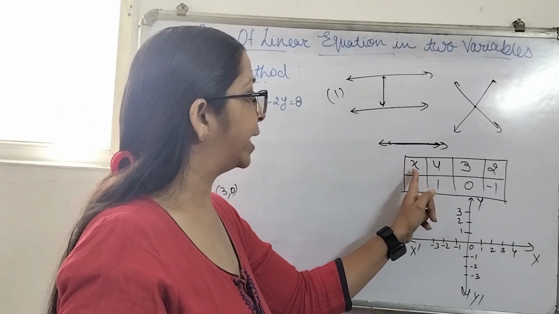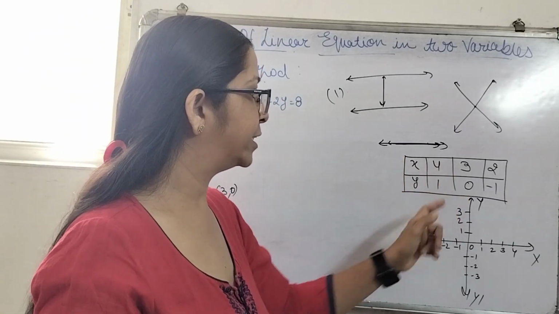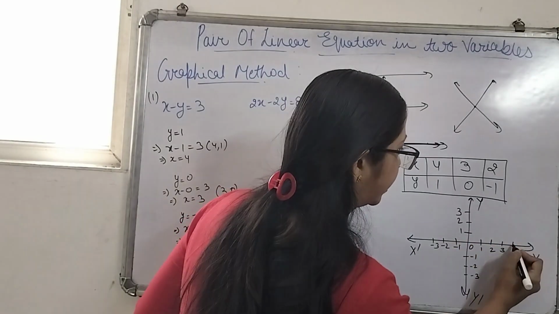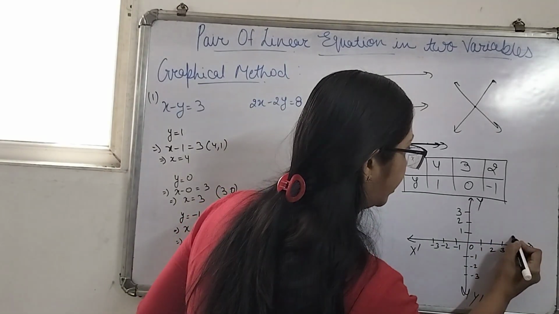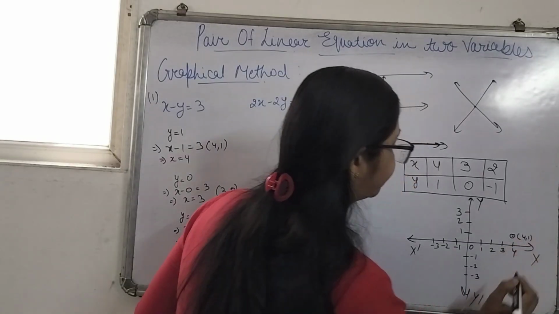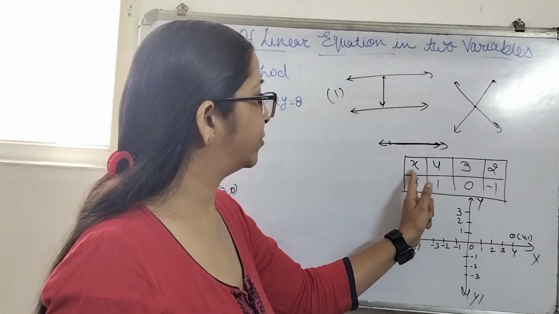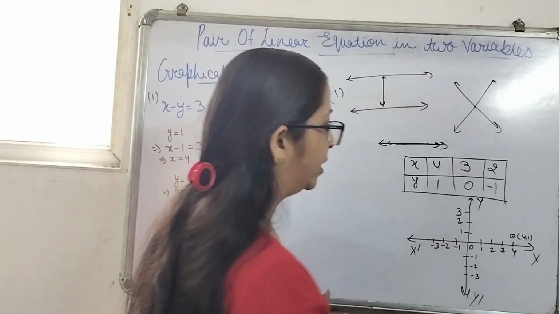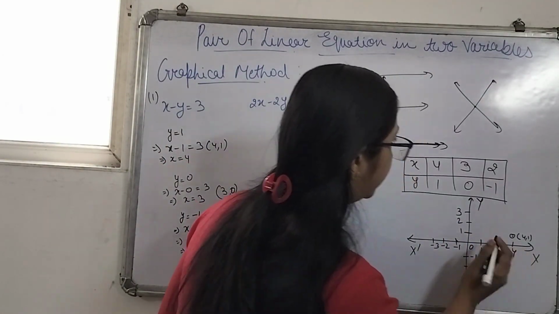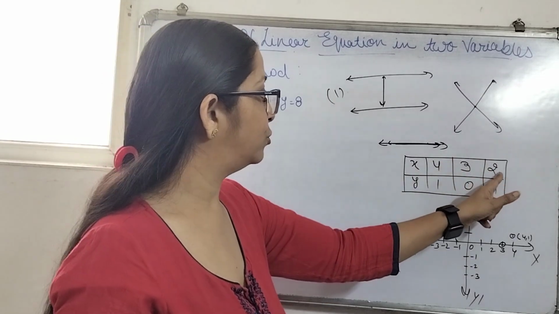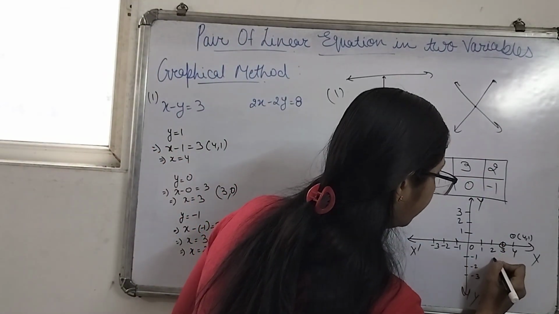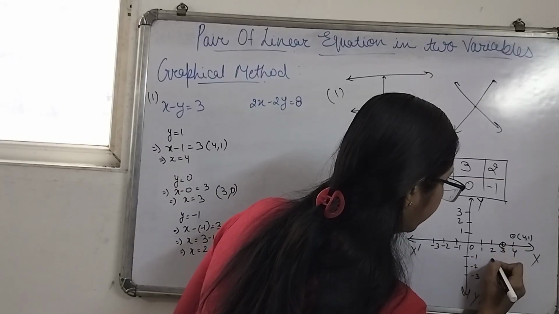For the first, the x coordinate is 4 and the y coordinate is 1. So x coordinate 4 here, 1 is your y coordinate. If you move upward till 1, this will be the first point, that is your (4, 1). Now the second is, if the value of x is 3, y is 0. If x is 3, y is 0, so this will be the point. Third is, if x is 2, y is minus 1. If x is 2, y is minus 1, so here it will be the point.